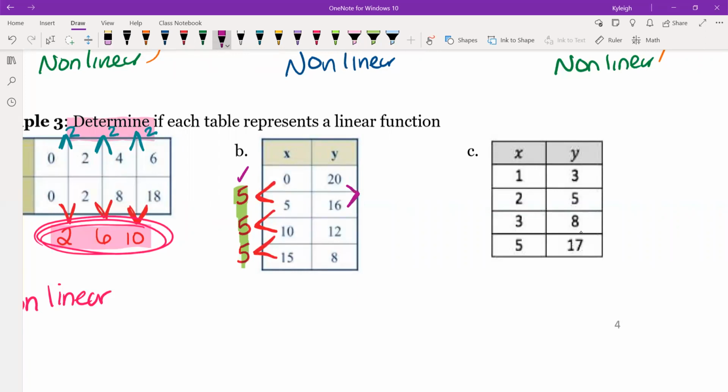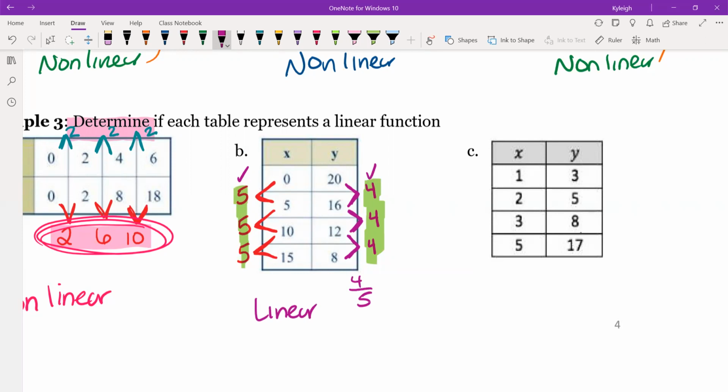So let's look at this side. 20 minus 16 is 4. 16 minus 12 is 4. 12 minus 8 is 4. Okay, how about these? Are these the same? Yes, so both of those sides need to be the same in order for it to be a linear function. And this would have a slope of 4/5, right? Because it's y over x.